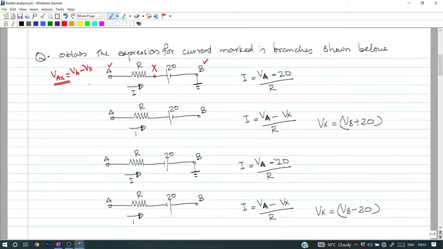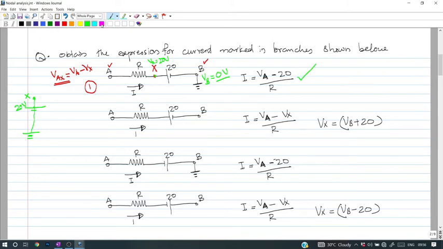In this first case, VB is 0 volt. So what is the potential at this point? It is somewhat similar to this part. This part is ground, so we need to find the potential at this point. This is 20 volt, so Vx is nothing but 20 volt. So we can easily find the current. Current is the potential across this resistor, VAX, that is VA minus VX, divided by R. Vx is obtained as plus 20. Substituting that, we obtain the expression for current as VA minus 20 divided by R.